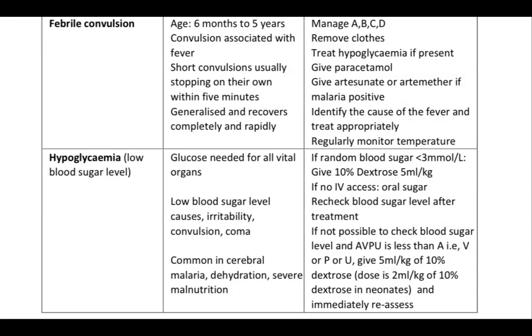Lastly is hypoglycemia. Low blood sugar level causes irritability, convulsion, and coma. It's common in patients with severe acute malnutrition, cerebral malaria, and dehydration. So we need to check the sugar level and consider dextrose 10%.